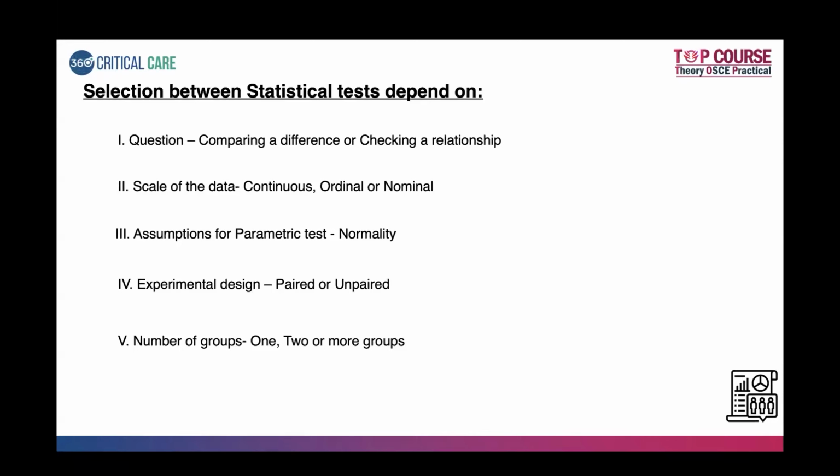Then you assess the experimental design, whether it is paired or unpaired data. And the last one is you assess the number of groups that you are testing. That is the number of groups and sets that you will be looking into, whether it is one group, two groups, or more groups.